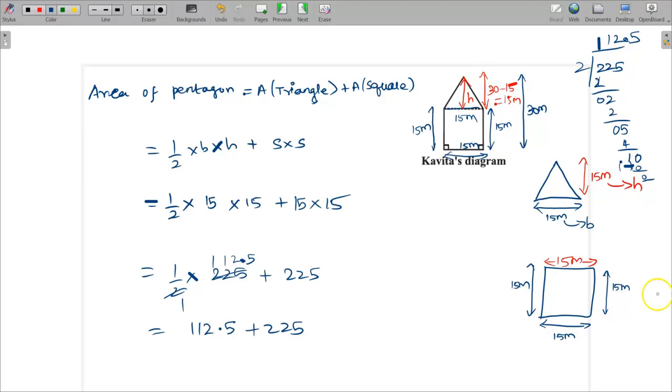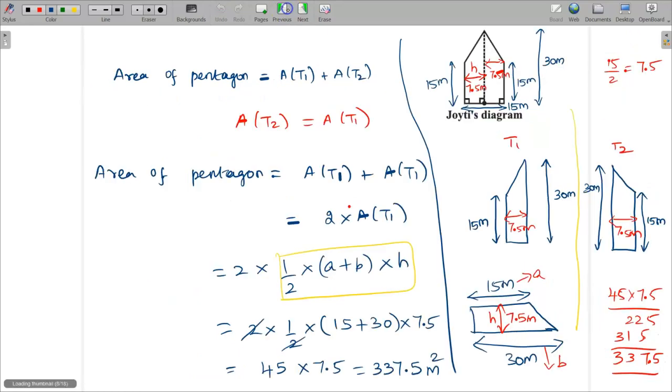So add these two values. So when we add these two values, what are the values? 112.5 plus 225. Here there is no decimal point, so leave that. So here only 0.5. Here 5 plus 2 is 7, 2 plus 1 it is 3, 2 plus 1 it is 3. So the overall value it is 337.5. Again meter into meter, it is meter square. Area of the pentagon is 337.5 meter square. Previously also we have obtained the same value.